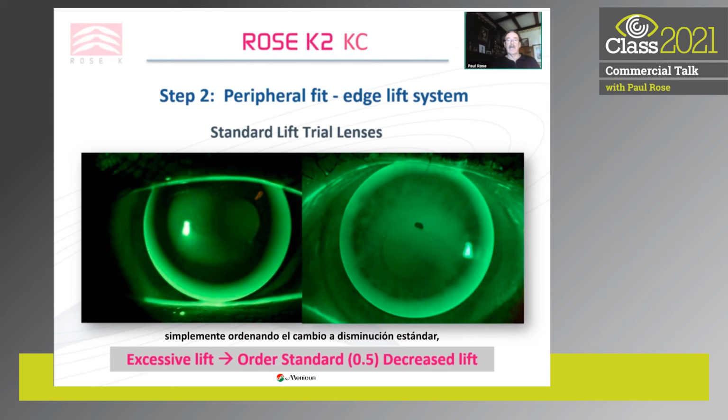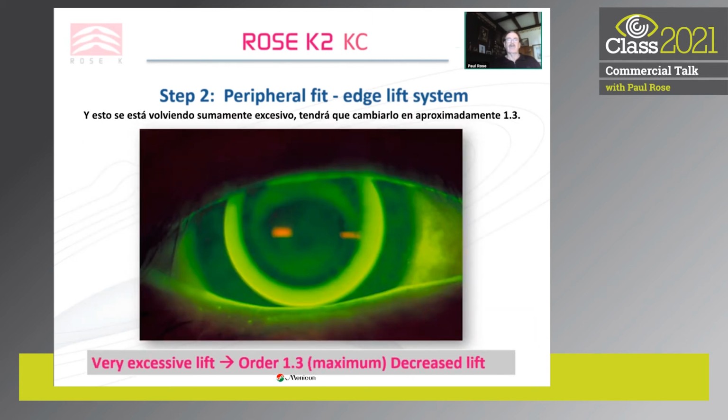Just simply by ordering the standard decreased lift, which is minus 0.5, you would immediately improve that and change that width back to between 0.6 and 0.8 millimeters. And this is getting grossly excessive. You're going to have to change it by about 1.3. This is about double. This is probably getting about 1.5 millimeters. So you're going to have to make a large change to that peripheral fitting.